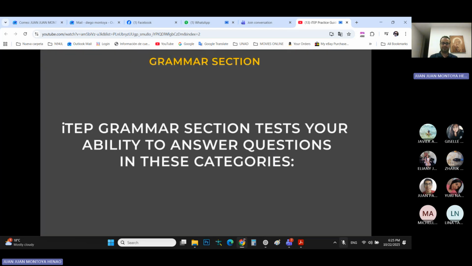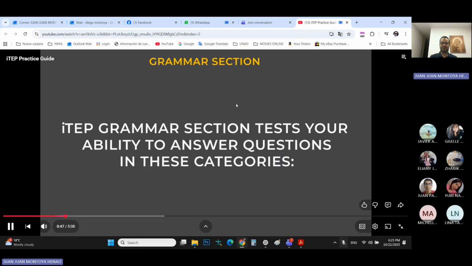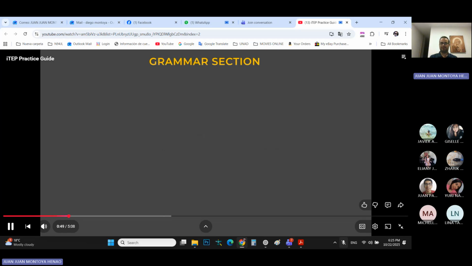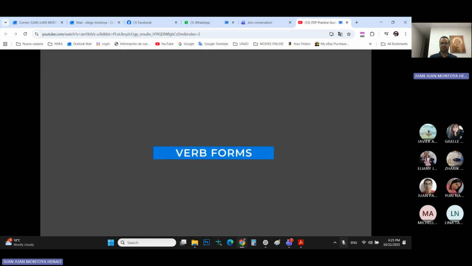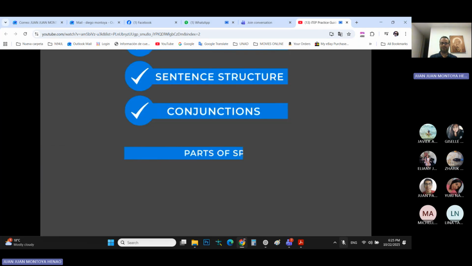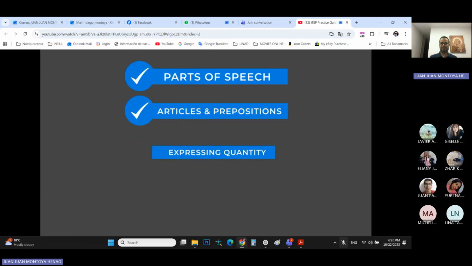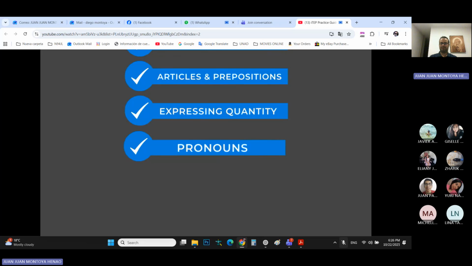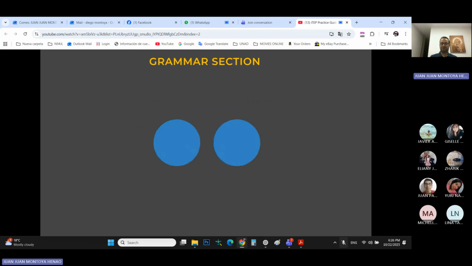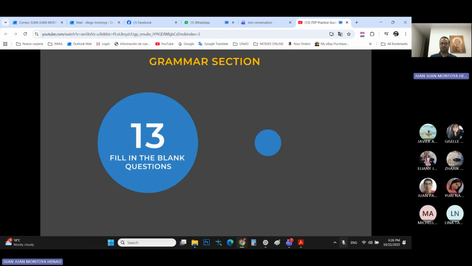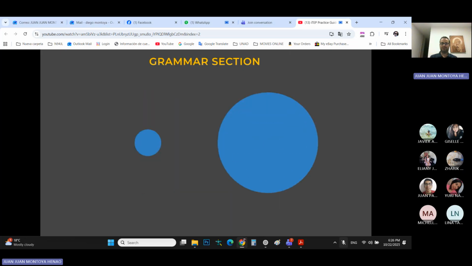The first section is the ITEP grammar section, which tests your ability to answer questions that fall into these categories: verb forms, sentence structure, conjunctions, parts of speech, articles and prepositions, expressing quantity, and pronouns. The grammar section is 10 minutes and split into two parts. Part 1, 13 fill-in-the-blank multiple choice questions, and Part 2, 12 multiple choice questions selecting incorrect English structures.